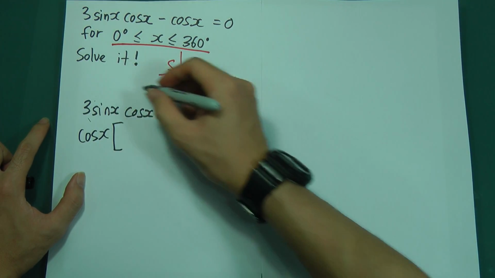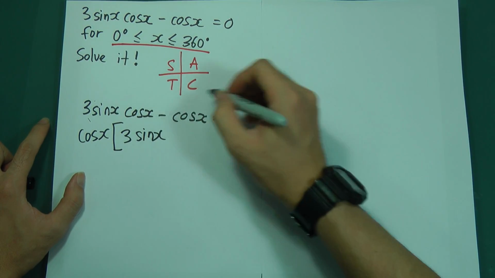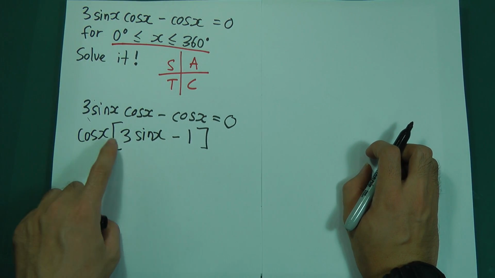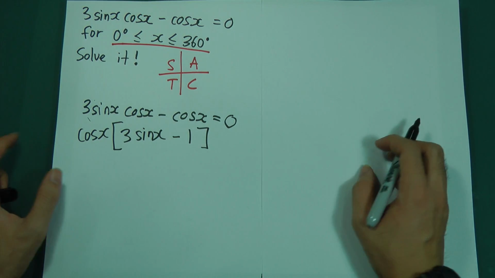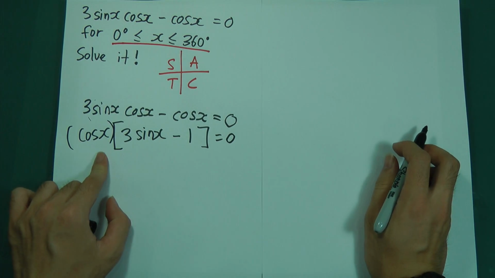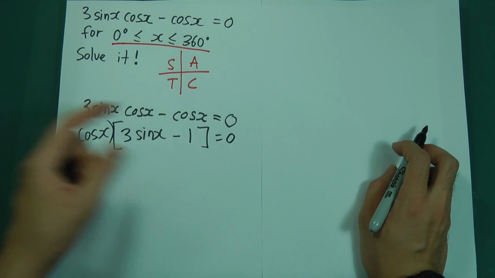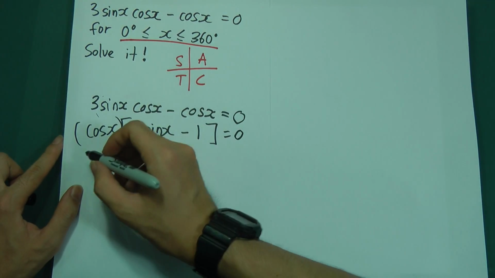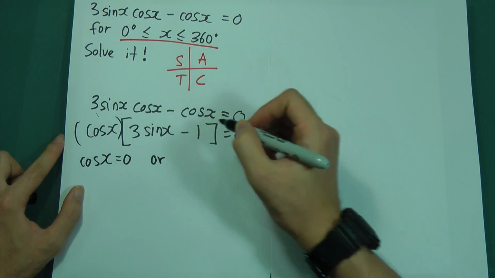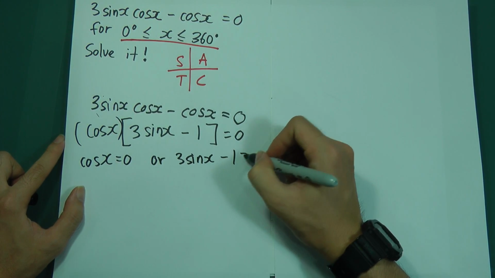From the first term, I take out cos x and I'm only left with 3 sin x. From this one I take out cos x and I'm left with -1, because after I multiply back cos x, I get sin x cos x and then minus cos x. So it equals 0. Now you actually have 2 different brackets: cos x equals 0, or the whole thing inside the bracket equals 0. So cos x equals 0, or 3 sin x minus 1 equals 0.